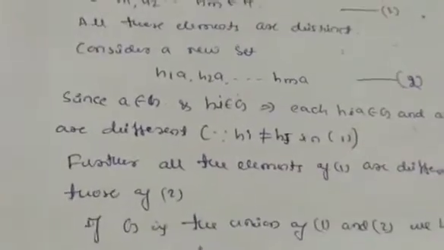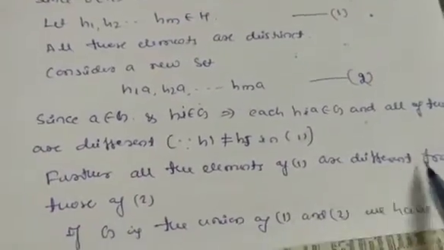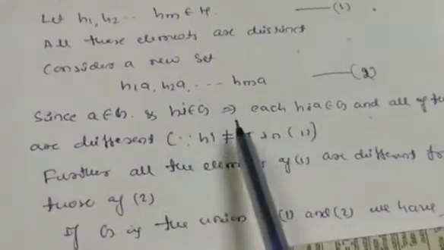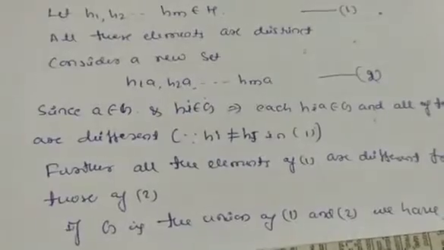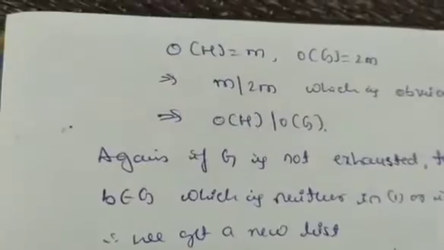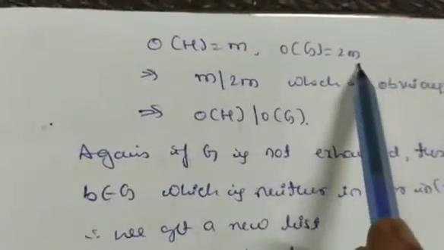Here we have taken, they are all different. Further, all the elements of equation 1 are different from those of equation 2. Therefore we can say that if G is the union of equation 1 and 2, then the order of H is equal to m and the order of G is equal to 2m.